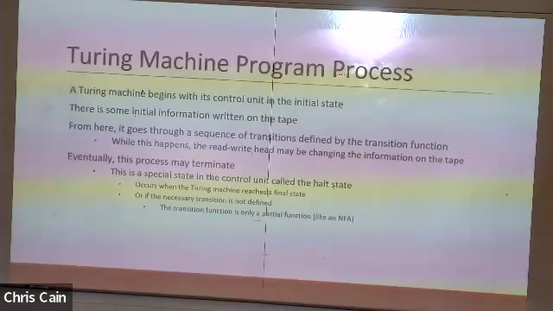Note that you do not need a total function like we did in a DFA. This can be a partial function. If something is not defined, like in an NFA, then we don't care. We're just going to stop and reject. No total function necessary.